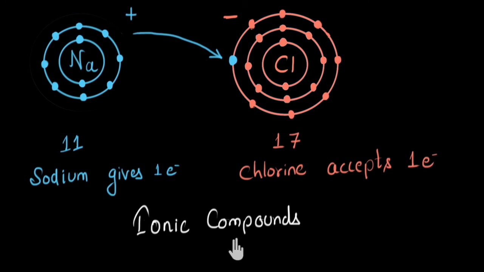Now let's summarize the video. In this video, we saw that elements react to get a complete octet, meaning 8 electrons in their outermost shell, in their valence shell. Now when metals and nonmetals react by transferring electrons, one will lose electrons and get a positive charge. The other that gains electrons will get a negative charge. Now these oppositely charged ions, they will attract each other, and the compound that gets formed is called an ionic compound.